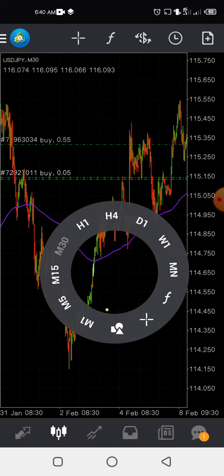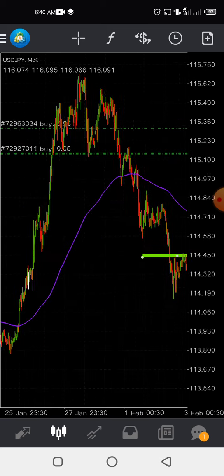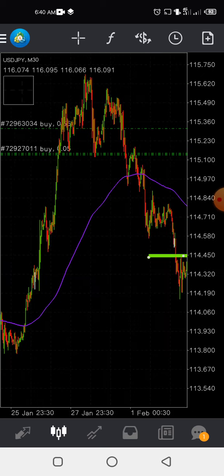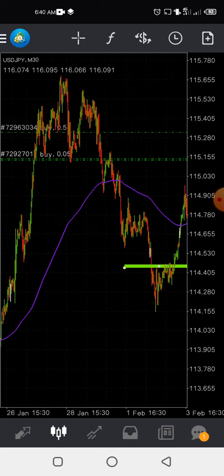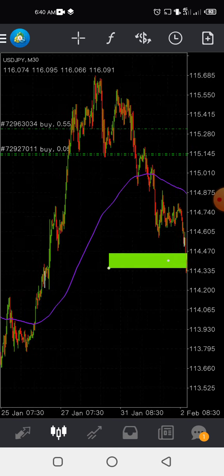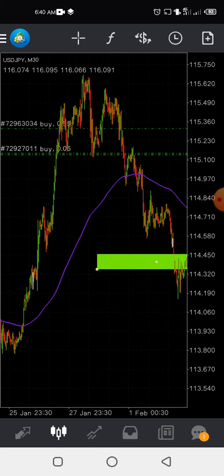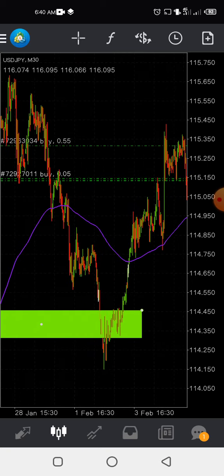Wait a little bit. Yes, this area. As you can see, you should have aligned this area. You must have known that the market was going to bounce from there. You align it to what had happened previously, and you see there's a zone there. This side there's a zone.